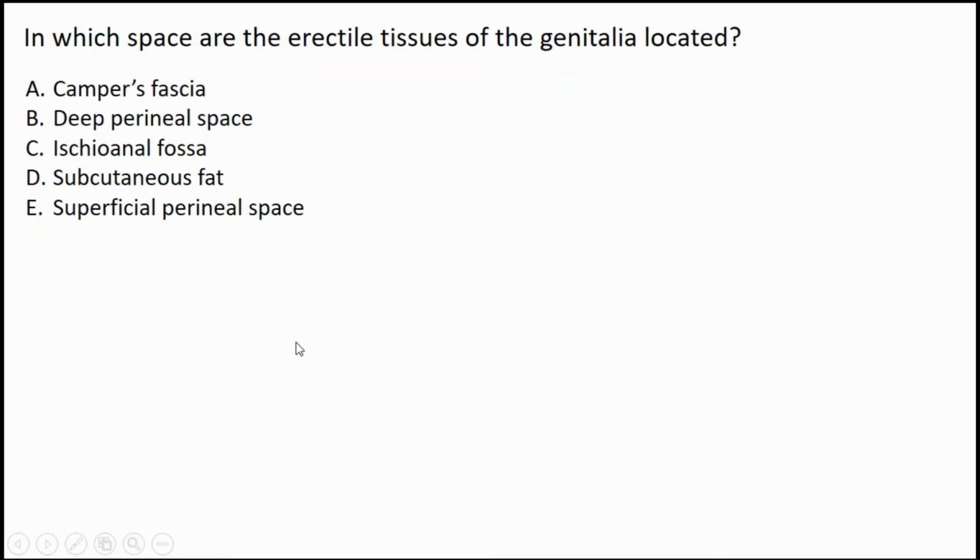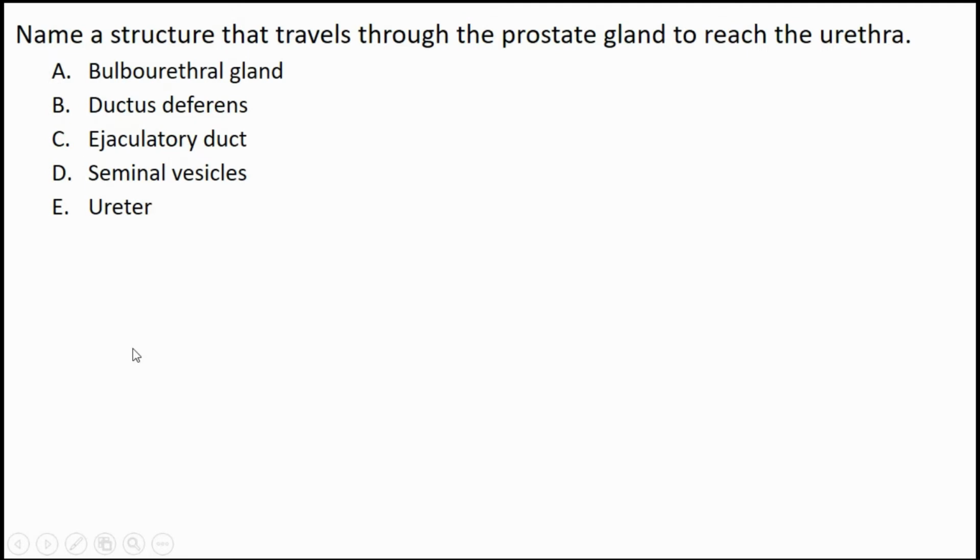Okay, question number 4. Pause, restart when you're ready. Alright, this one's just a bit of a data question, knowing the layout of those fascial layers and those perineal spaces, but the erectile tissues are all in the superficial perineal space. That's E. So the deep perineal space is up above the perineal membrane, and the subcutaneous fat is superficial to the superficial perineal space. Just remember that that's where the erectile masses and their muscles are located. E, superficial perineal space.